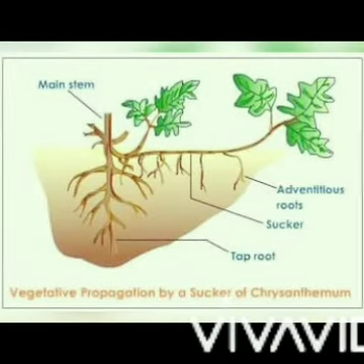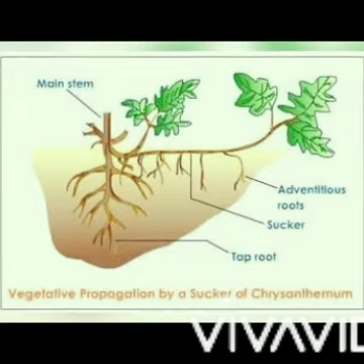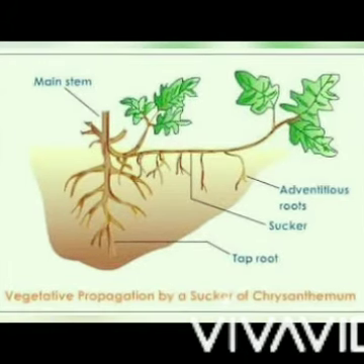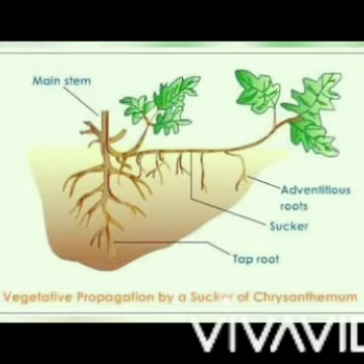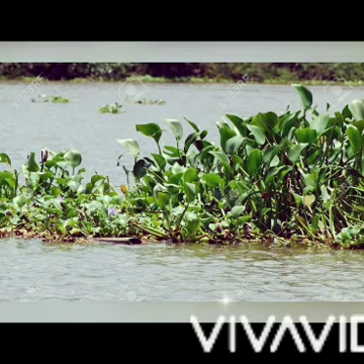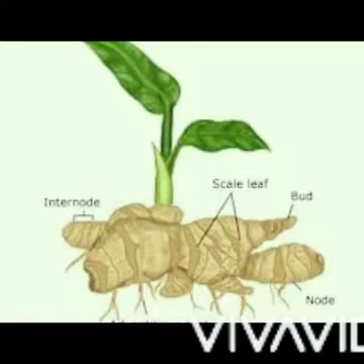Thirdly, suckers. Short and weak lateral branches that grow upwards and give rise to new shoots. Example, chrysanthemum. Finally, an offset. Offset is a short, thick branch which arises from the axil of the leaf and produces a cluster of leaves and roots. Example, Eichhornia.